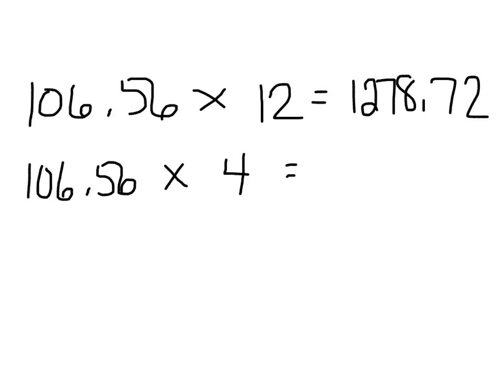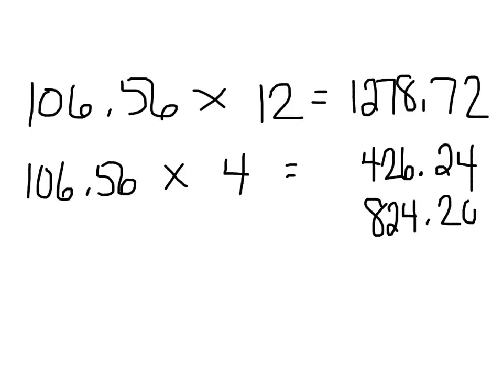So what's 106.56 times 4? $426.24. And then what was the final payment that we had? $824.20, I believe, right? Yeah. Okay. So in order to figure out the answer, you're not going to add these three together right now. What you should have paid back was $1,278.72. What you actually paid were the other two numbers.